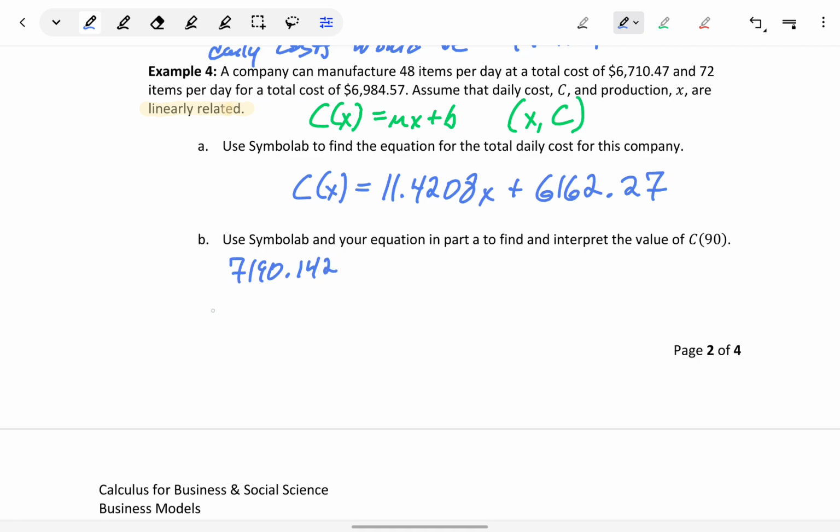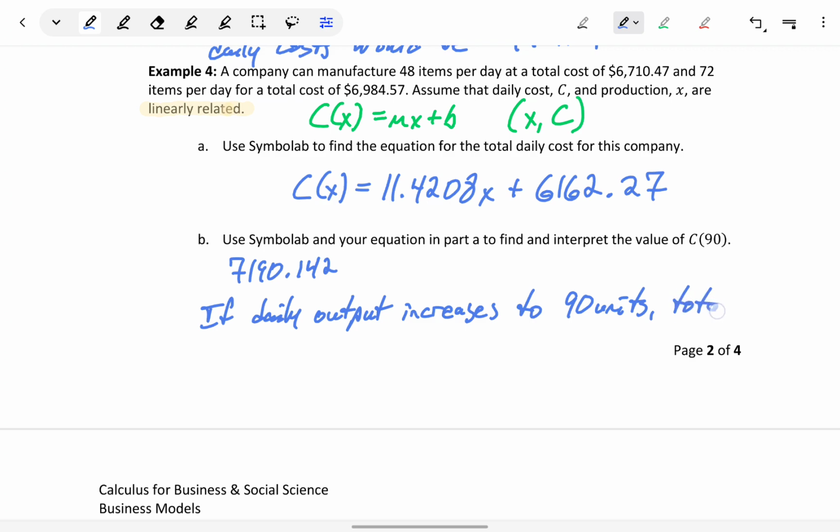And interpreting that information tells us that if the daily output increases to 90 units, then our total daily cost will be the value that we came up with for total cost, but intuitively rounded, since this is about dollars, to $7,190.14.